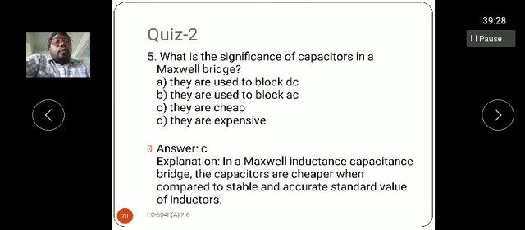And what is the significance of capacitors in a Maxwell's bridge? They are cheap. In a Maxwell's inductance capacitance bridge, the capacitors are cheaper when compared to the stable and accurate standard value inductors.